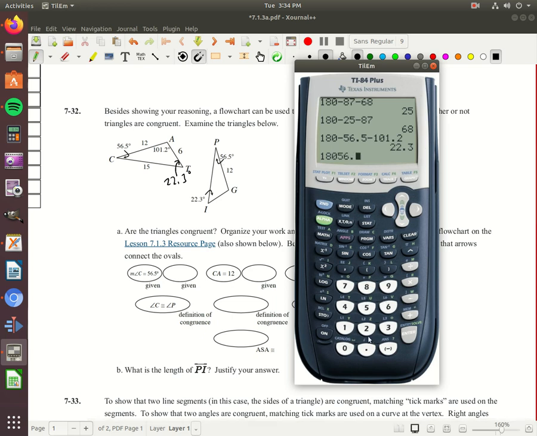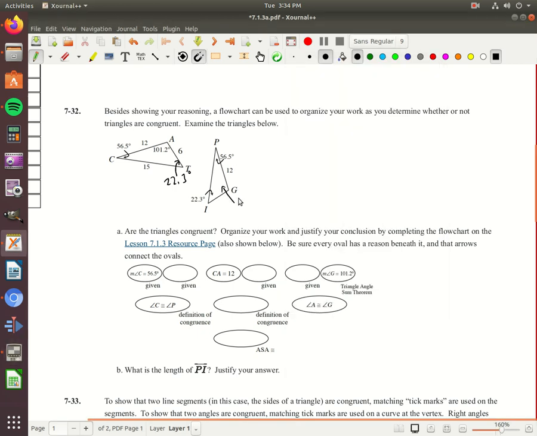By the way, some of you probably already determined. We're going to insert here. Okay. 180 minus 56.5 minus 22.3. And again, some of you guys already went over here and said, well, if this is 56.5 and this is 22.3, this has to be 101.2. And you can see that you would have been right if that's what you were thinking. So there we go. We have all the angles there.